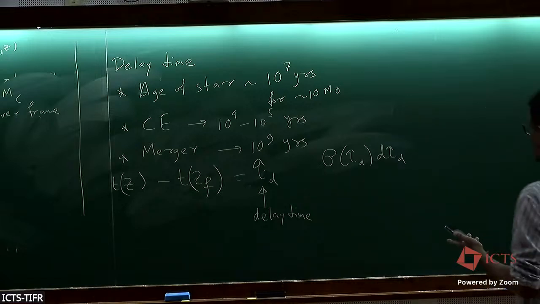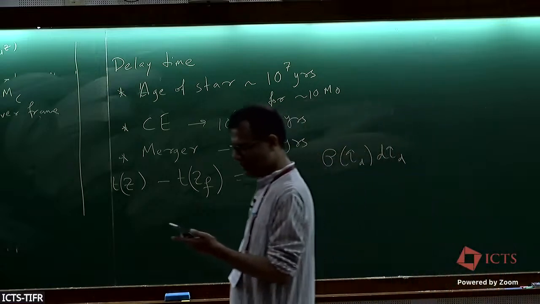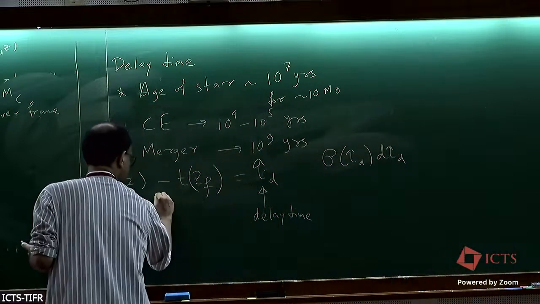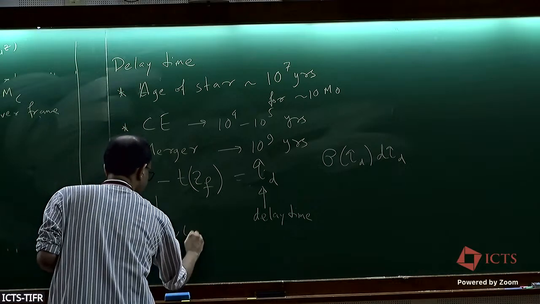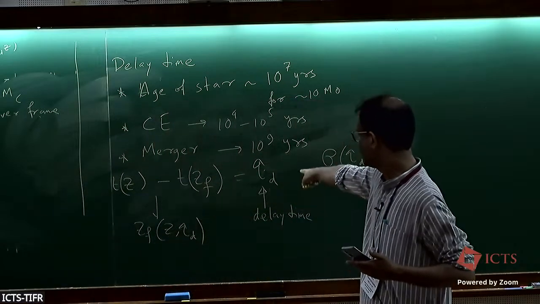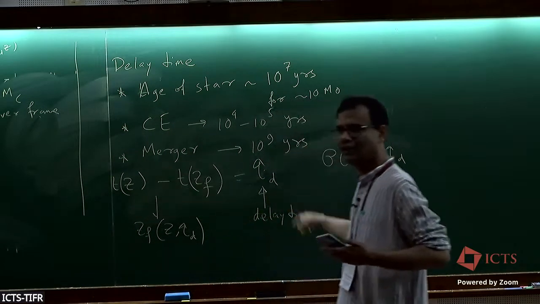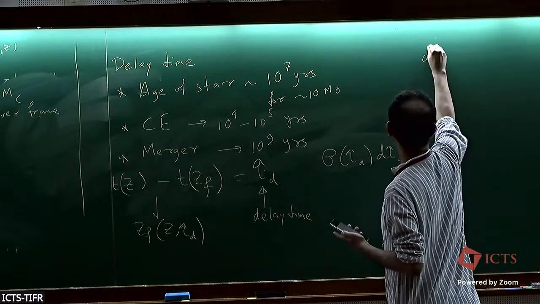And what then happens is, basically this relation gives you an implicit relation between z_f in terms of z and tau_d. So if somebody gives you z and tau_d, you can calculate z_f from this implicit relation. So then our observable, the relation will change a bit.